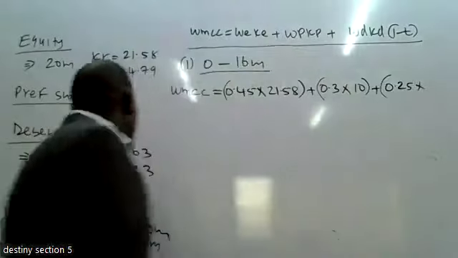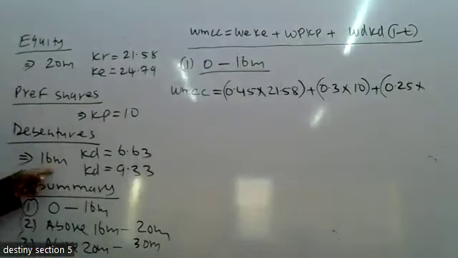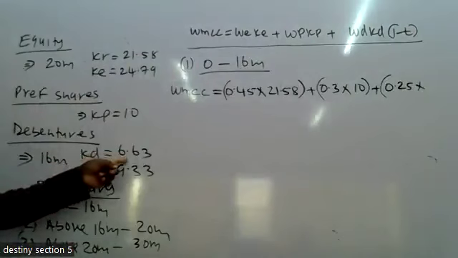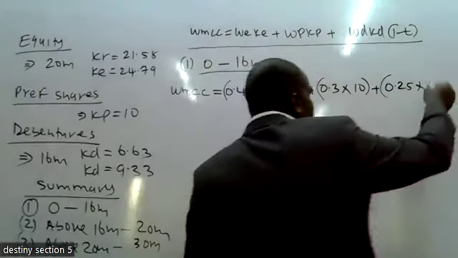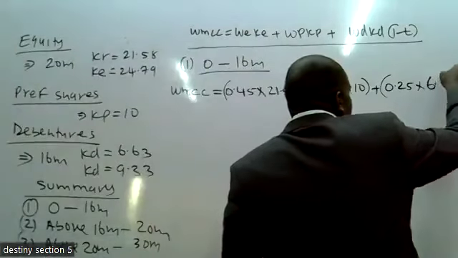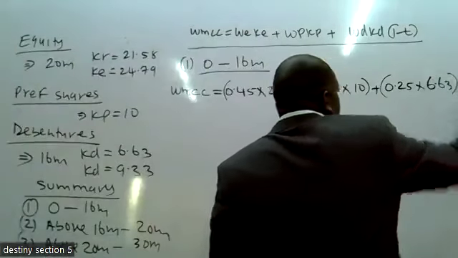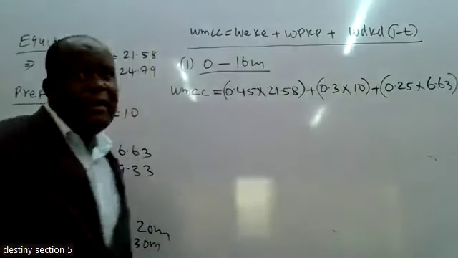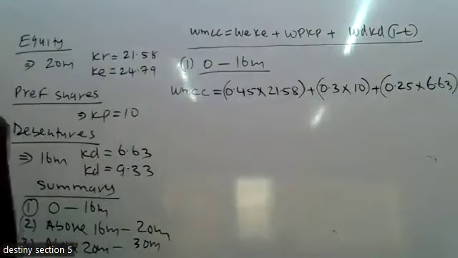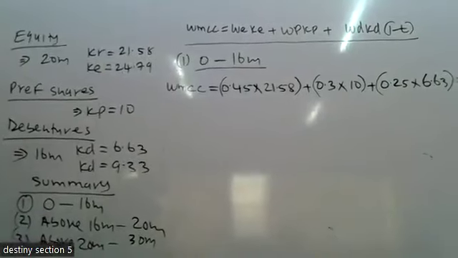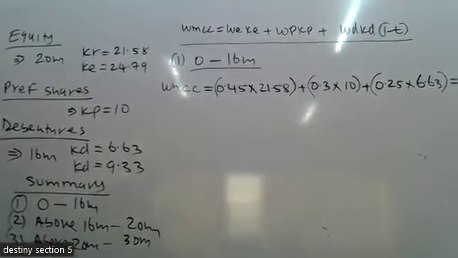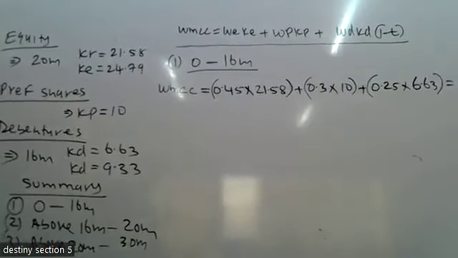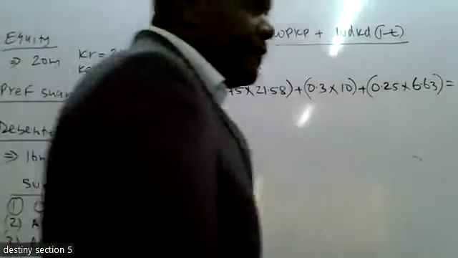So we are at 16 million. You see, 16 million and below, we use the 6.63. It is already after tax, so don't tax it again. When you computed it, you had already taxed that value. So don't tax that value again.